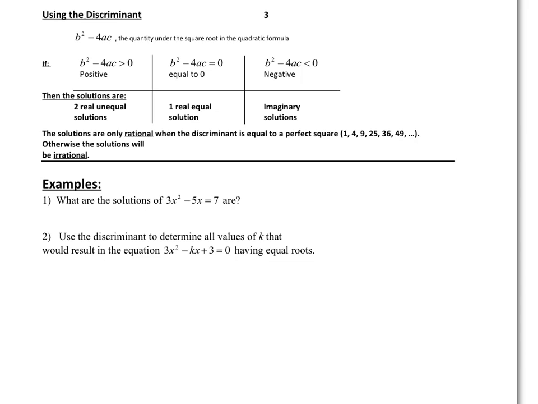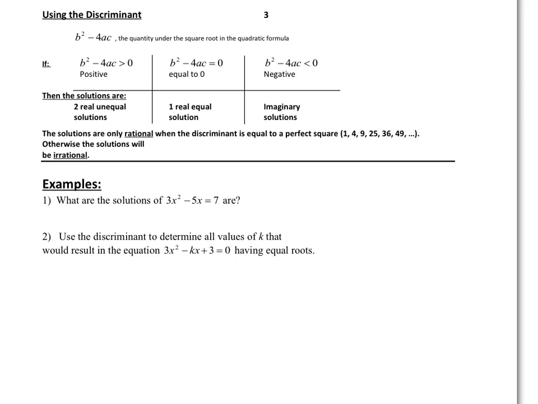If the discriminant is negative, then you're going to get imaginary solutions, meaning you'd have an i in your solution somewhere. And the only time you get rational solutions is when the discriminant is a perfect square. Every other time the discriminant or your solutions are going to be irrational. The only time it will be rational is when it's a perfect square.